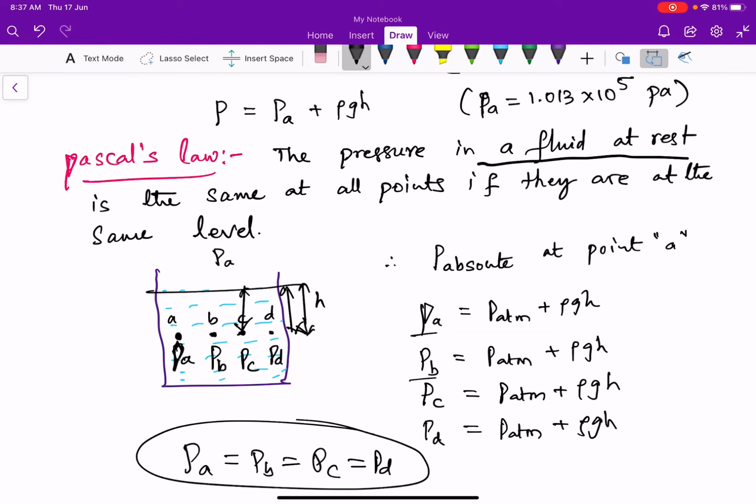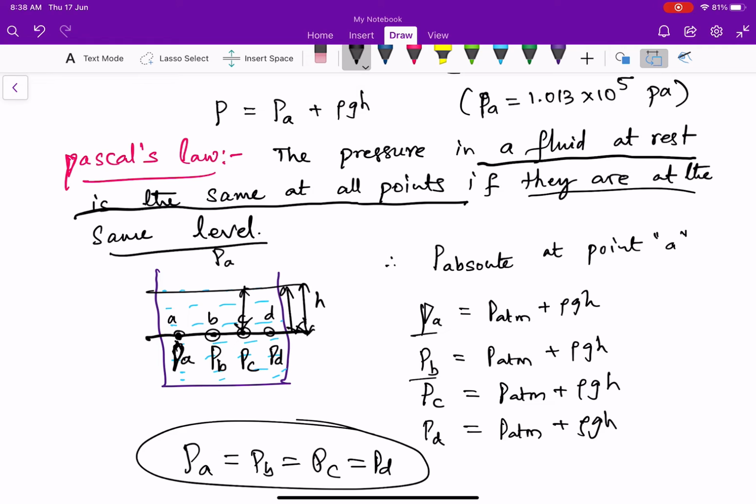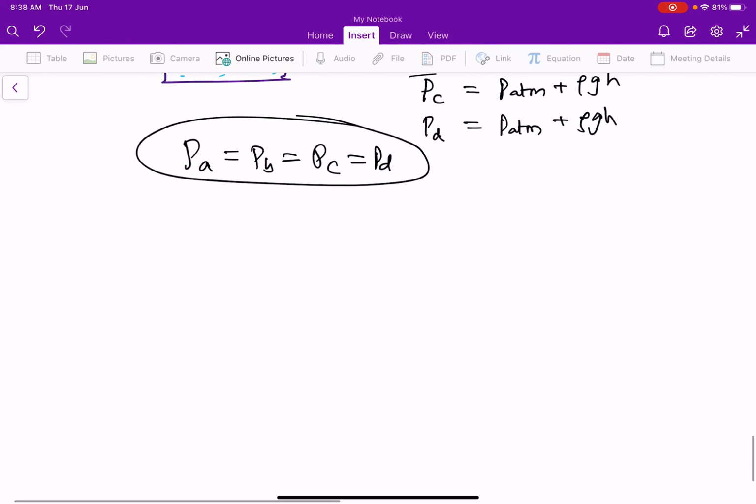The pressure in a fluid at rest is the same at all points, points A, B, C, D, if they are at the same level from the top surface, the same depth from the top surface. Now I am going to explain example number 1.